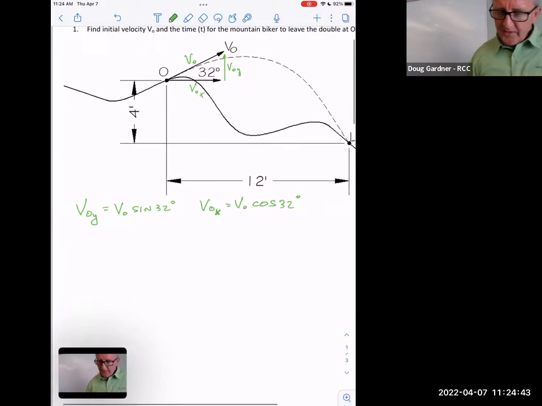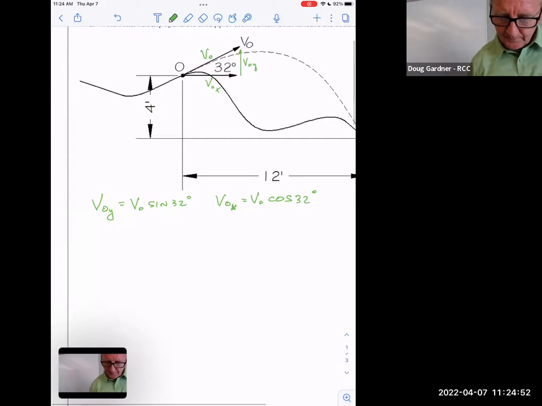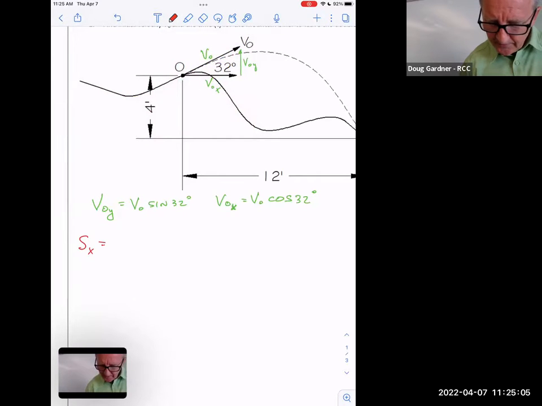So given that this is the initial velocity, if you think about the equations you just had a second ago, isn't your position in x equal to your initial velocity times time?